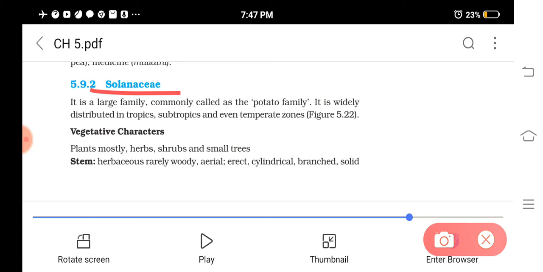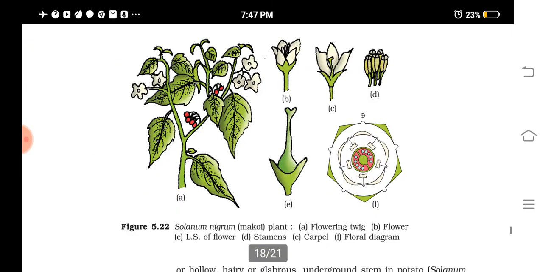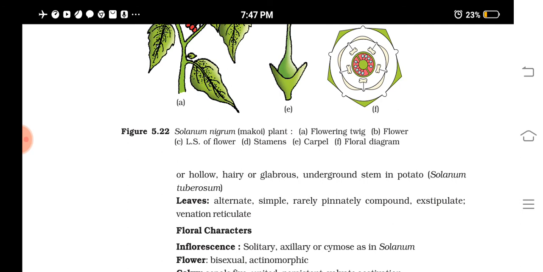The stem is aerial, erect, cylindrical, branched and solid. These you can understand, right? They have a cylindrical, branched and solid stem, or hollow, hairy or glabrous. There is an underground stem in potato. So that is one exception: underground stem in potato.